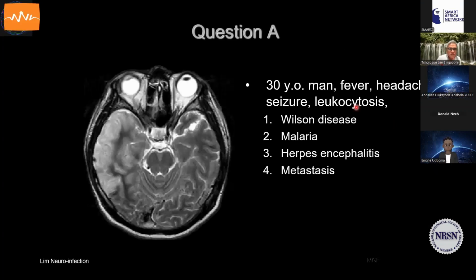So that comes to question A. In a classic patient with fever, headache, seizure, leukocytosis, it's not Wilson disease, because Wilson's affects the thalamus, sometimes the basal ganglia. It's not malaria, because the classic malaria lesions are small white matter lesions. And it's not metastasis, because that's usually a ring-enhancing focal mass. This is cortical involvement from herpes encephalitis.